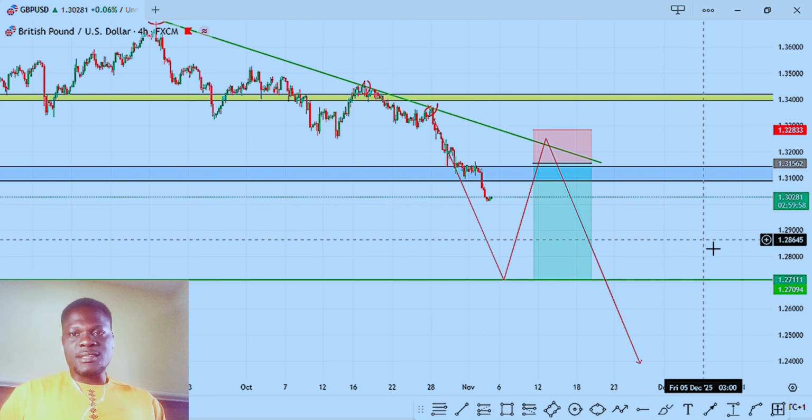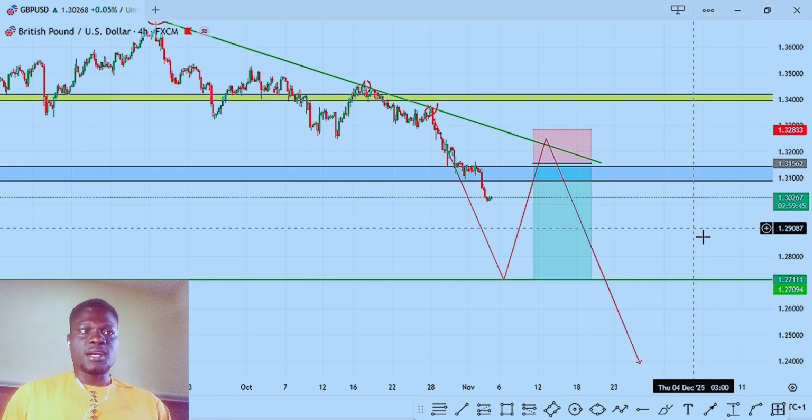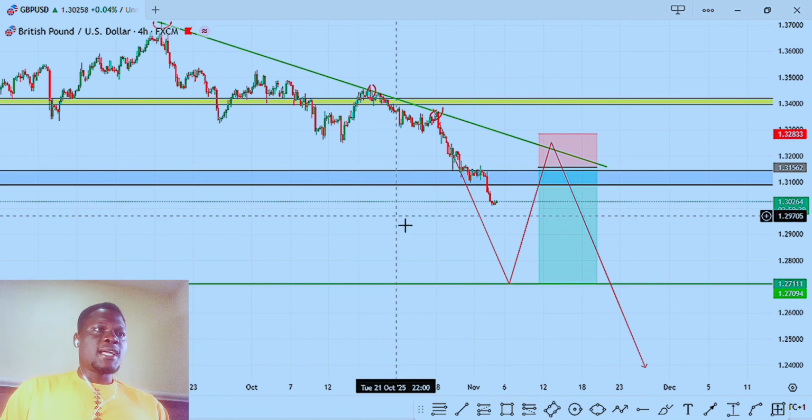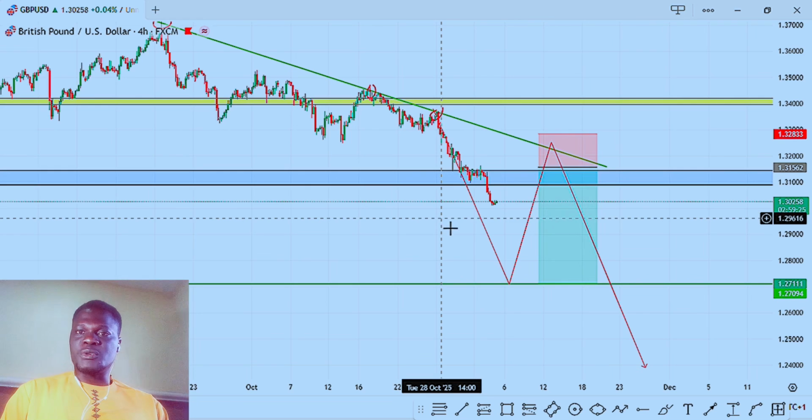But I'm favoring the downside because right now the US index is buying. I've already done a full breakdown on the DXY, so you can go check out my previous analysis. If the DXY is buying, euro is going to be selling, and the cable market, the British pound, is also going to be selling. So we look for a sell opportunity only as long as the DXY is buying. GBP is pointing towards the downside.